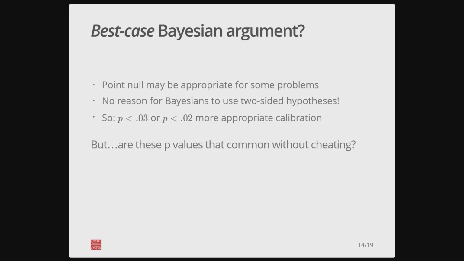But think about that. Are those p-values common unless you're cheating? Right? So their argument has nothing to do with cheating using p-values, right? So cherry picking or running until significance, this sort of thing, stopping rules. It's just about statistical significance. Are these p-values common without cheating? So let's see. So here's a graph.